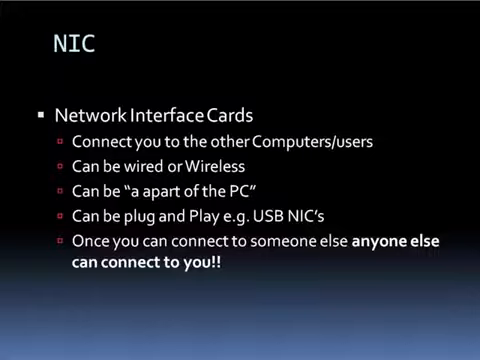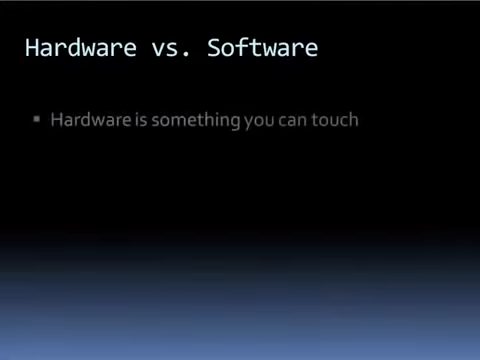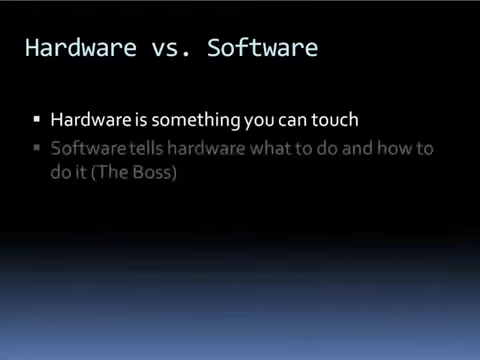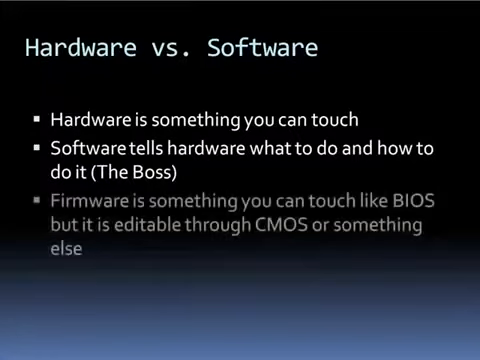Once you connect to someone else's computer, they can connect to you. Remember that. As soon as you get onto the internet, anyone can plug into you. Very important. Hardware versus software. Hardware is something you can touch. Software tells the hardware what to do and how to do it, also known as the boss.